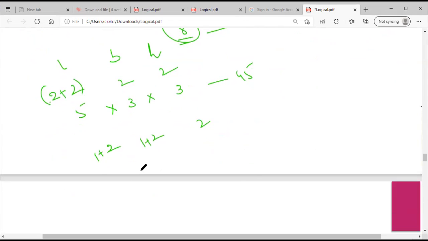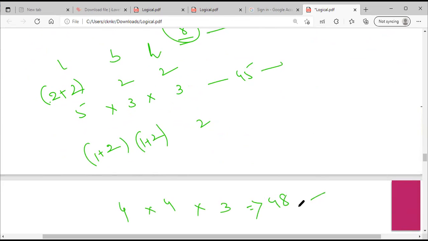Then let's check it. 1 + 2, 3 cuts, 4 pieces. 1 + 2, 3 cuts, 4 pieces. 2 cuts, 3 pieces. 4 4s are 16, 16 3s are 48. Between these two, you get the highest number at 48. So if there is a question, find the maximum number of identical pieces a cube can be cut into by 8 cuts, your answer is 48.